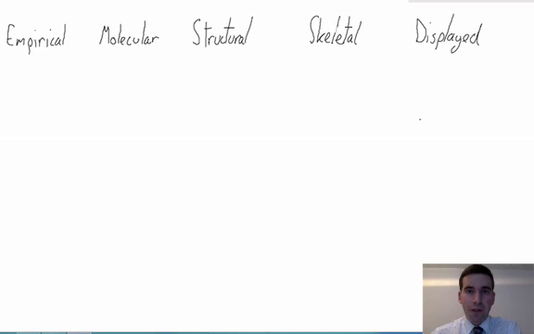Now in displayed formulae, you have to draw every atom and every bond involved. This is the most detailed of the formulae, as it provides information on which elements are involved, how many atoms of each element, and also information about the structure.